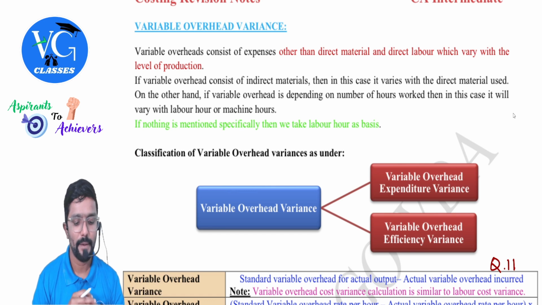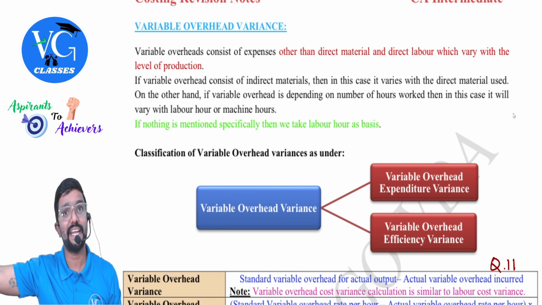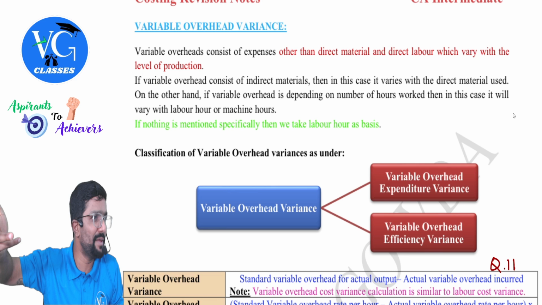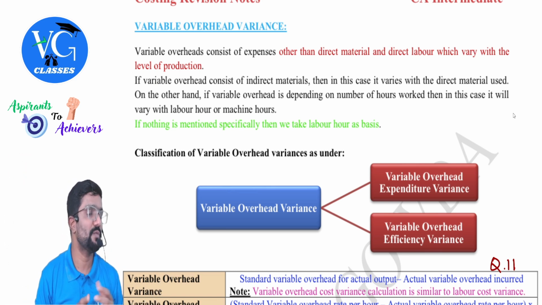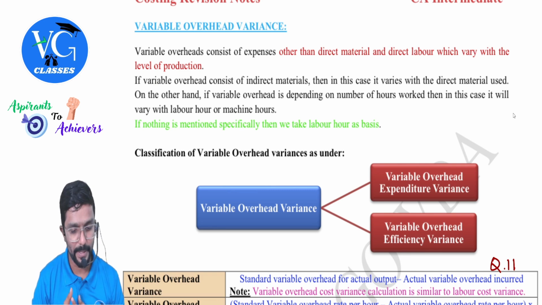Like that. If I am not telling it is direct in nature, any overhead obviously will be indirect in nature. Is it directly attributable to my product? Can I tell for each and every unit how much I am incurring? Maybe not. But is it varying with my production? Yes. So we call it variable overhead.